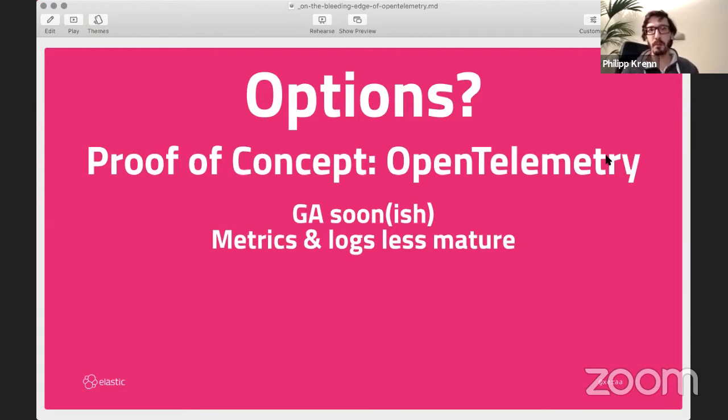Tracing is by far the most mature solution in that. Metrics are the next closest one after that, and logs are very early in the development process. So there is currently no good implementation for that, I think. And the metrics implementation is pretty close to what Prometheus is already doing, so that's not a huge change.